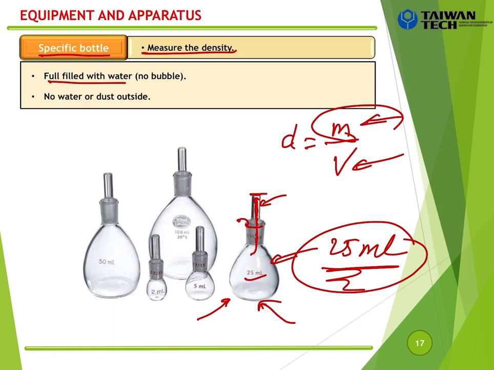We know the mass of our solution, and then you can calculate the density. Okay, so we fill with the water, and remember, no bubble inside also. And outside there should be no water, because when you put the cap back, you may have some water outside. You should clean it, and also you don't use your hand only, because if you use your hand, maybe something gets attached to our bottle, and then it can also affect the mass of your bottle.